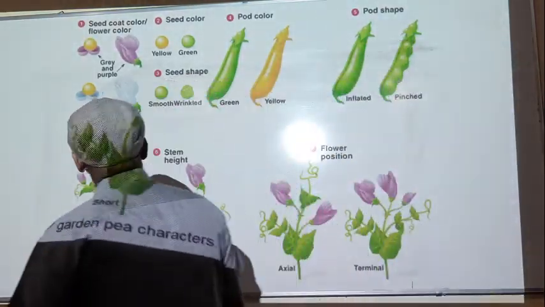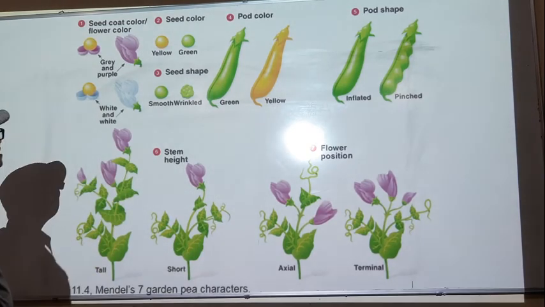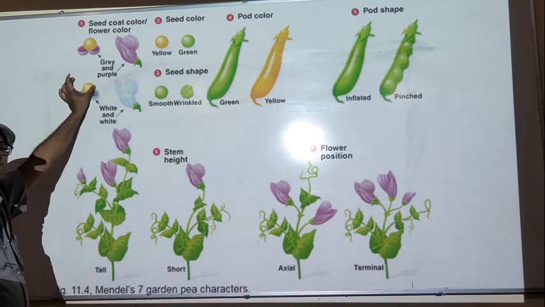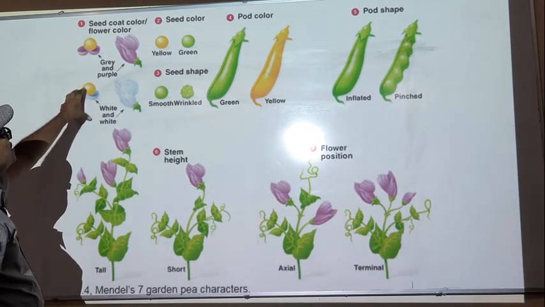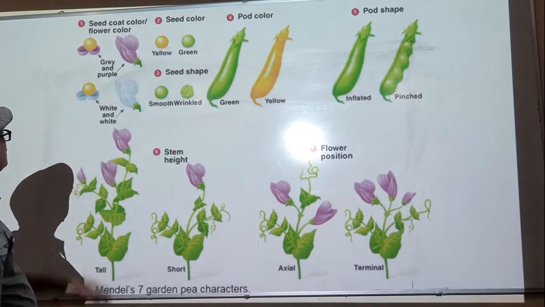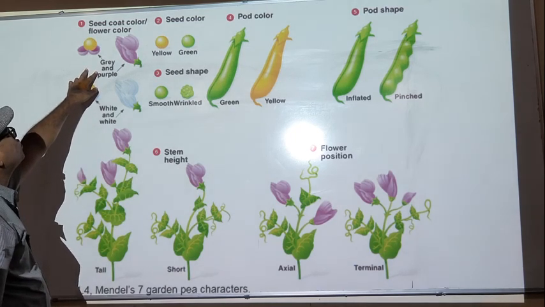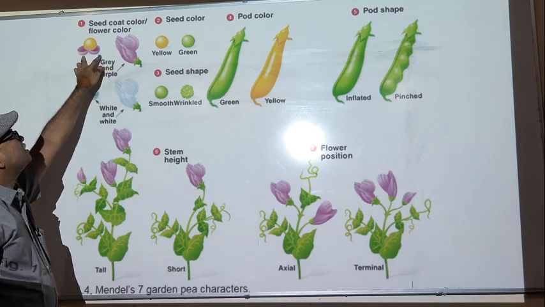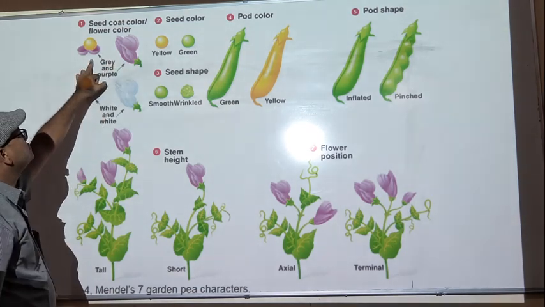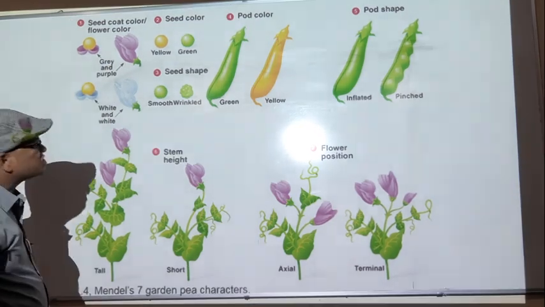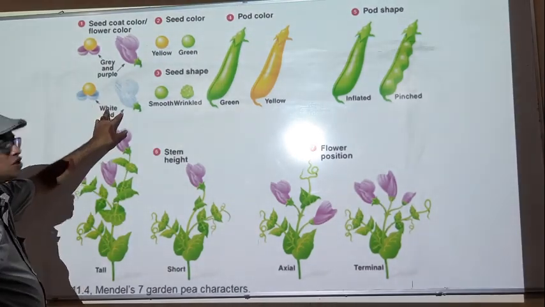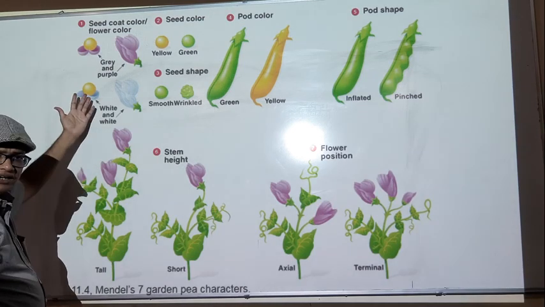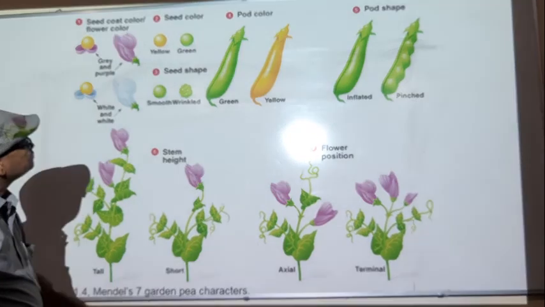Here these are the 7 characters: seed coat color. Seed coat color and flower color, these 2 are taken as a single character. In the seed coat color, 2 types of seed coat or flower colors are shown: grey and purple. So seed coat color or flower color may be of 2 categories, either colored or white.